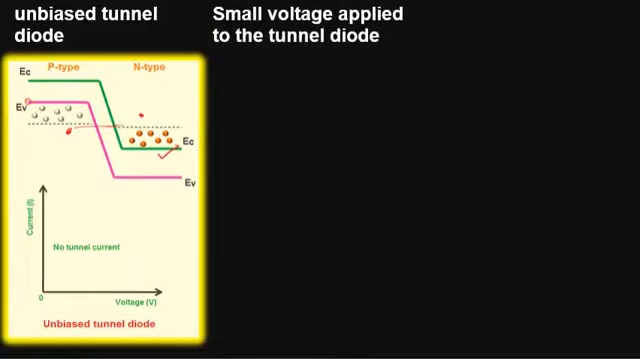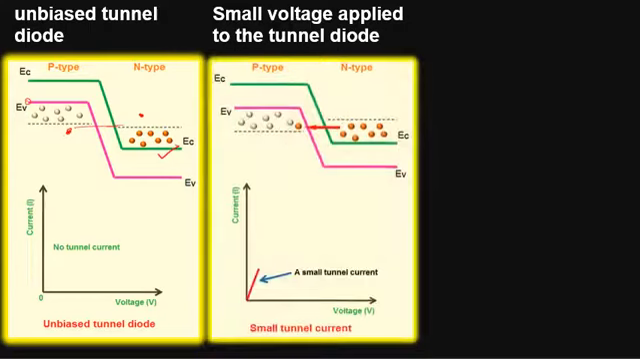When a small voltage is applied to the tunnel diode, you can see that there is a small tunnel current. Why is there a small tunnel current? Although we have applied a small voltage, this voltage is less than the barrier voltage or inbuilt voltage of the depletion layer. Although it is less than the barrier voltage, it can still start a small tunnel current. Why is it possible?